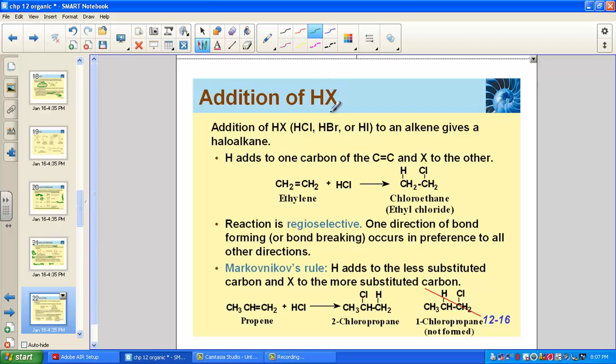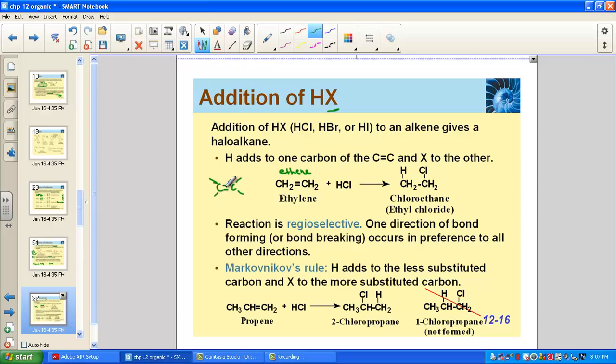If we take an addition of HX, where X can stand for any of the halogens, HCl, HBr, or HI, to an alkene, it creates what's called a haloalkane. Here we have a common name. The IUPAC name would be ethene. Common name here, ethylene. See the double bond? Just to keep track of the structure.